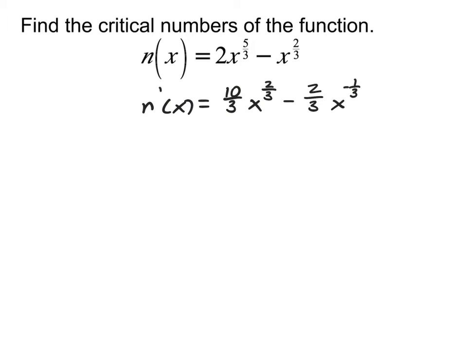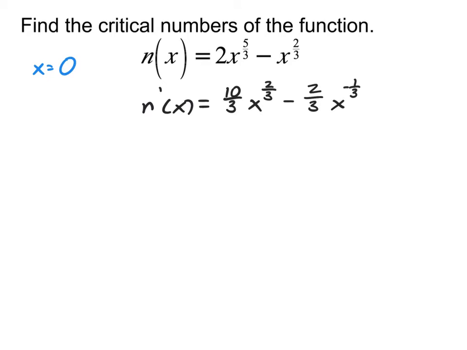And you'll notice that in my derivative here, I do have an x to a negative power, which means that x is in the denominator of a fraction. That is, it's actually representing 1 over the cube root of x. And so we can already know then that the derivative would not exist if x equals 0. So that's our first critical number. But that's going to be the only one that comes from the derivative not existing.